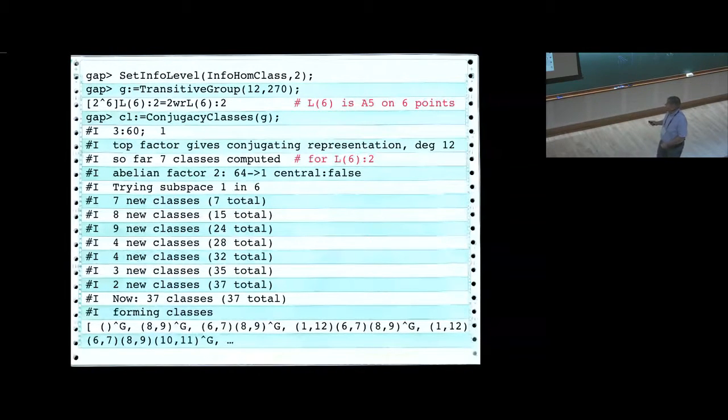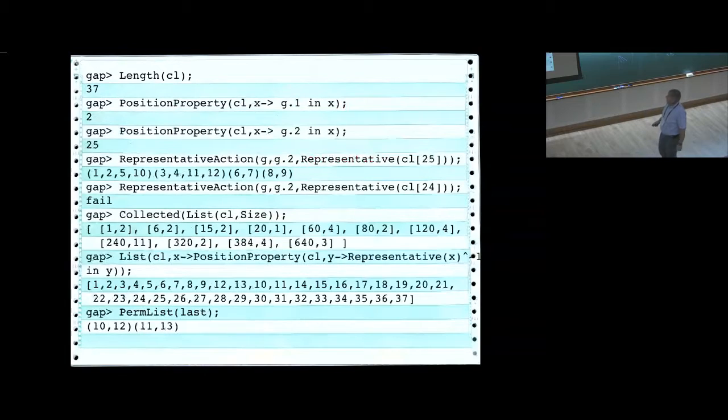And I asked for the conjugacy classes. And now, because I turned this info level on, GAP tells me where it is. It starts with the top factor in degree 12, calculates conjugacy classes for L6 split 2, which has 7 classes. And now it goes through, there is a normal subgroup of order 2 to the 6, which is 64. And it goes through all the classes of the factor and splits them up and collects finally 2 classes of the group. And with these classes, yes, I can test whether elements are in classes, I can do conjugacy tests, and so on.